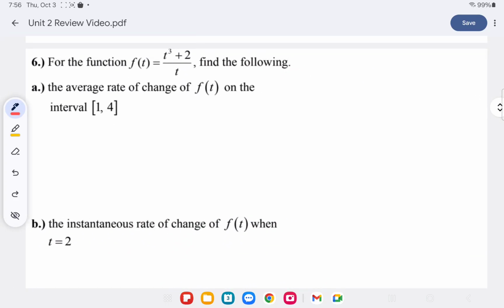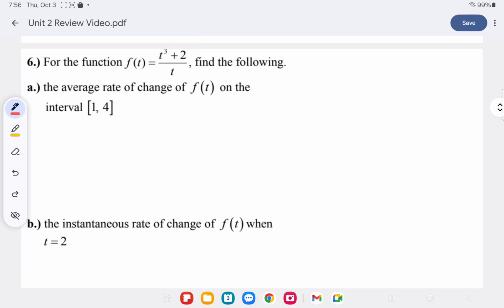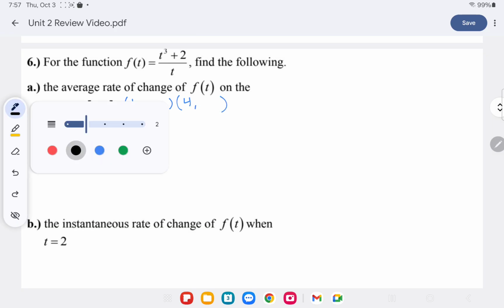All right, number 6. First, we're going to find the average rate of change on the interval 1 to 4. So when it gives you an interval, it's giving you the x values. So from when x equals 1 to when x equals 4, find the average rate of change. And remember, when you hear the phrase rate of change, we're just talking about the slope.